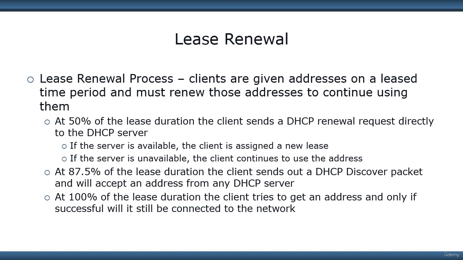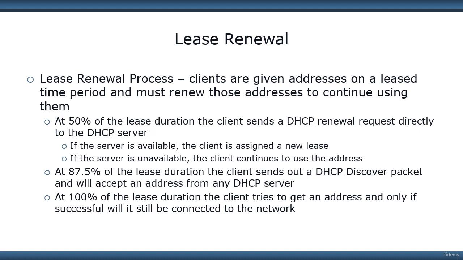And so if a lease runs out without a client communicating with DHCP, then they're not going to be able to communicate over the network. So they'll go through this lease renewal process. At 50% of the lease, they'll send a DHCP renewal request, only this time they know who their DHCP server is, so I send it directly to that server. If the server's available, then the client's immediately assigned a new lease. Basically, the IP address is not going to change. It's just given a new end time.